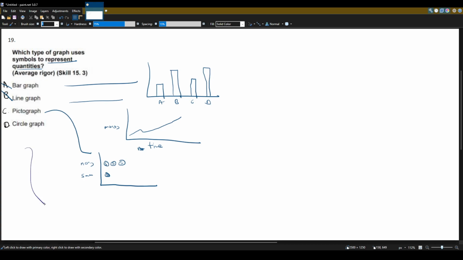A circle graph. A circle graph tells you how much percent each thing is. But again, there are no symbols being used here. We just have a circle that's divided into portions. So the answer choice does look like it'll be C. You could think of a pictograph as similar to a symbol graph. So it's a type of graph that uses pictures or symbols to represent quantities.